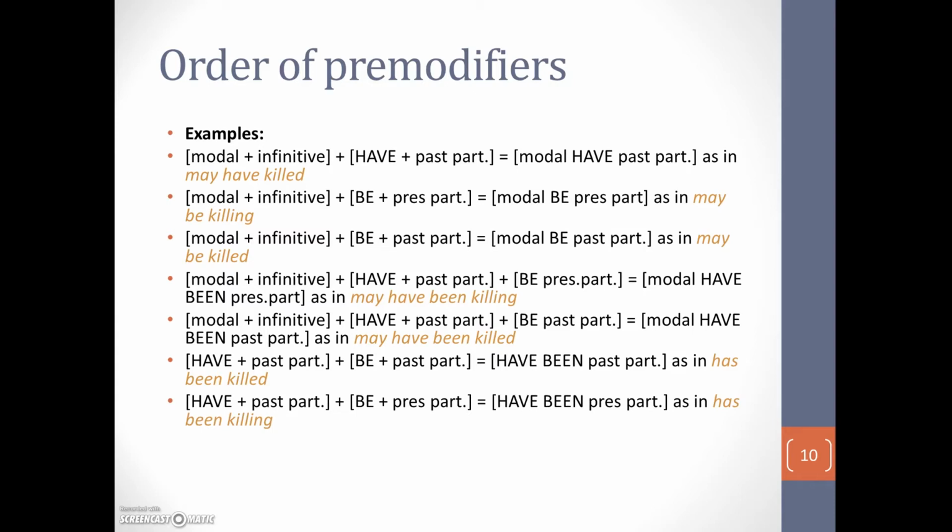So you can see they all come in the same order, and this is what's important to take away: if you have a modal, it must come first. If you have auxiliary have, it must come after the modal and before auxiliary be.